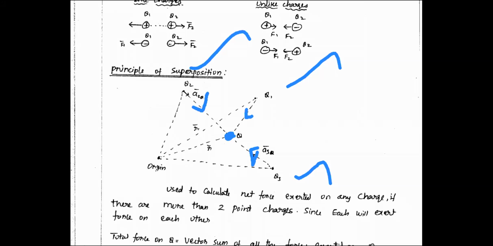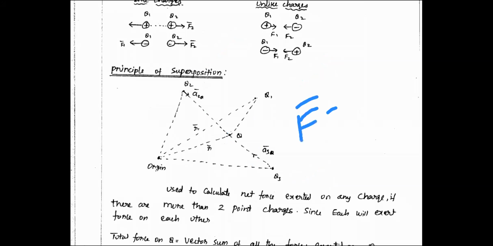Whenever there are more than 2 charges, you have to apply the superposition principle. What is the idea? One by one you have to calculate. This is the point where you have to measure your force, and all forces will be acting on this charge. So what is F1? F1 means the force on Q due to Q1. Next, what you have to find?